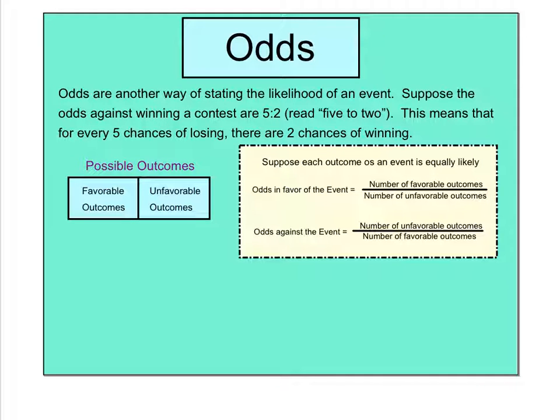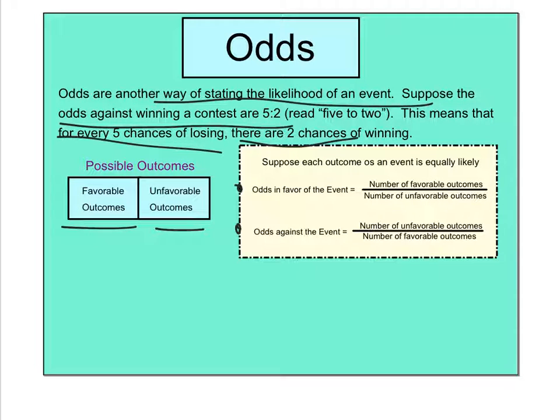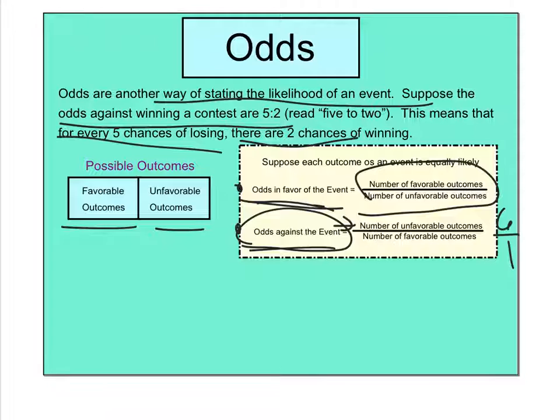Odds are another way of stating the likelihood of an event. Suppose that your odds against winning a contest are 5 to 2. That means for every 5 chances of losing, you have 2 chances of winning. Odds are built like this: you go favorable to unfavorable. Odds against, like 6 to 1 against, means there are 6 different ways they wouldn't win to 1 way they would. So for odds in favor, put favorable on top. For odds against, put unfavorable on top.